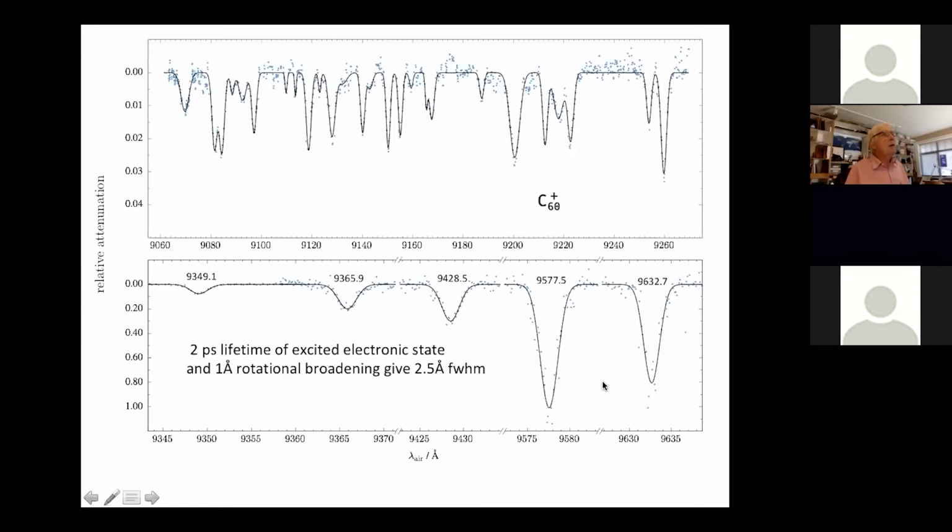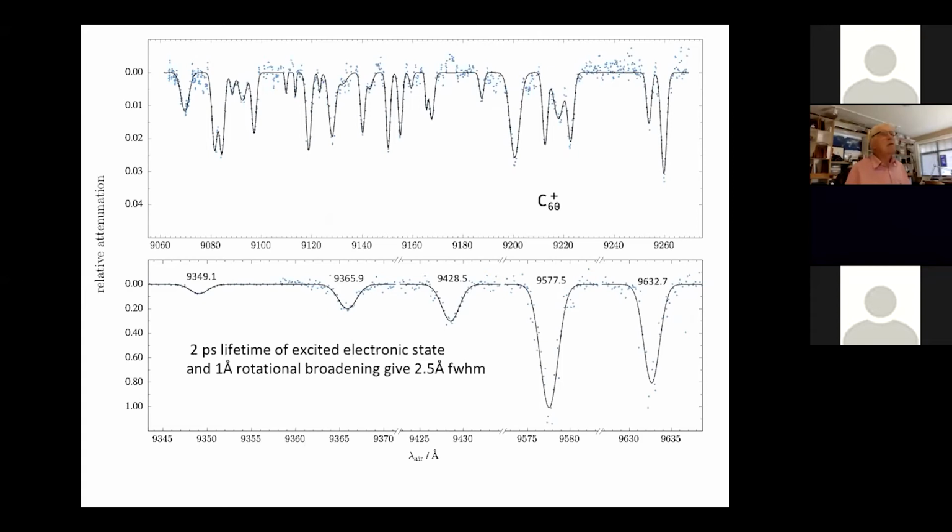So this is what they got out. Here's the spectrum. First of all, they got the two strong lines which had been predicted by Foing and Ehrenfreund. They saw three other lesser features, and then a whole host of very weak features at shorter wavelength. And they were able to establish that the breadth of the lines was caused by partly rotational broadening and the lifetime of the excited electronic state.